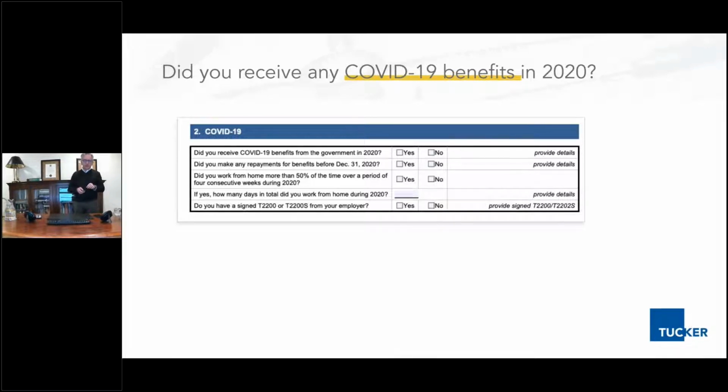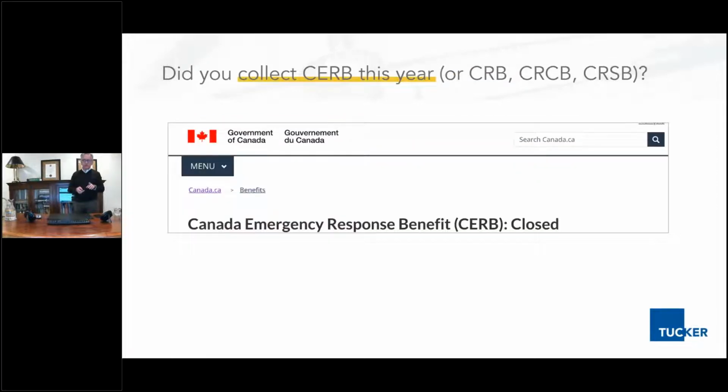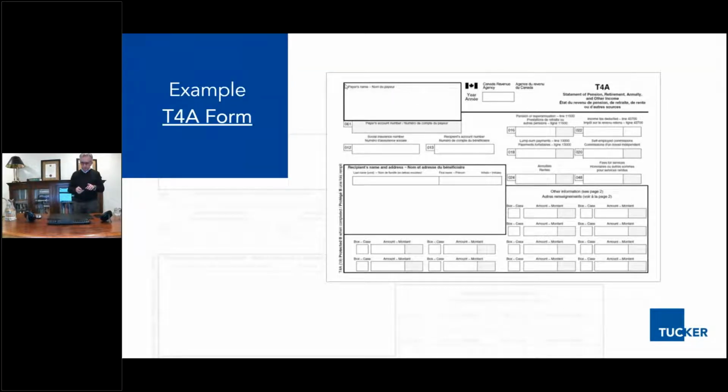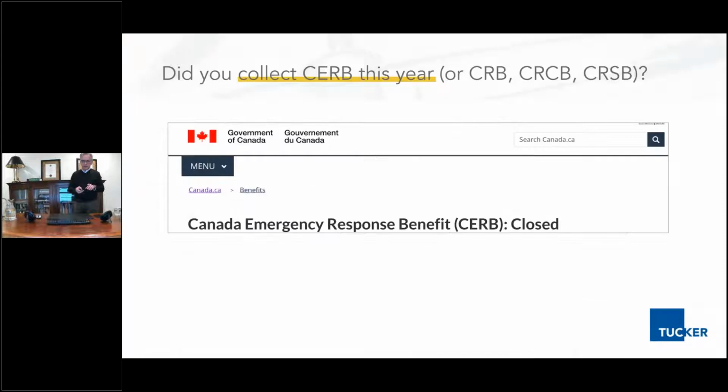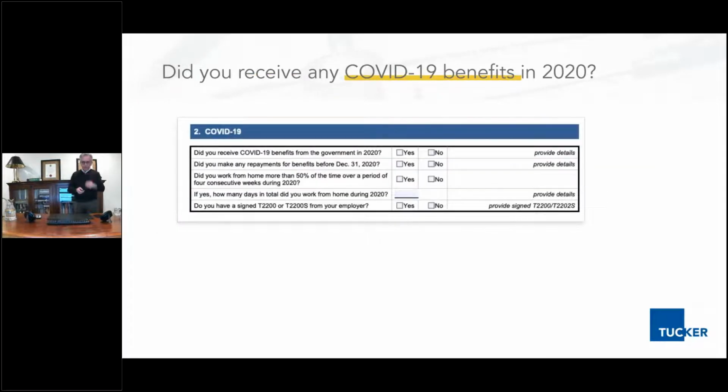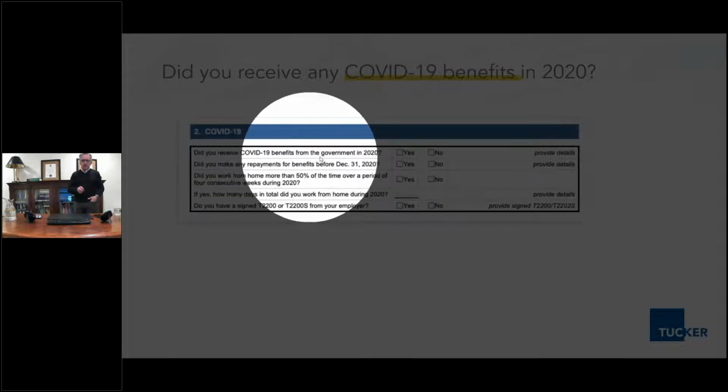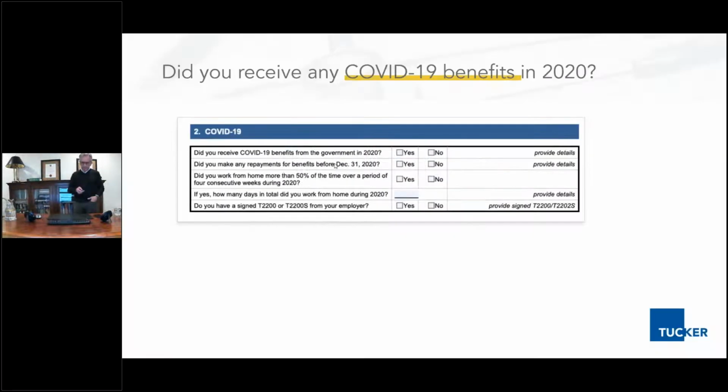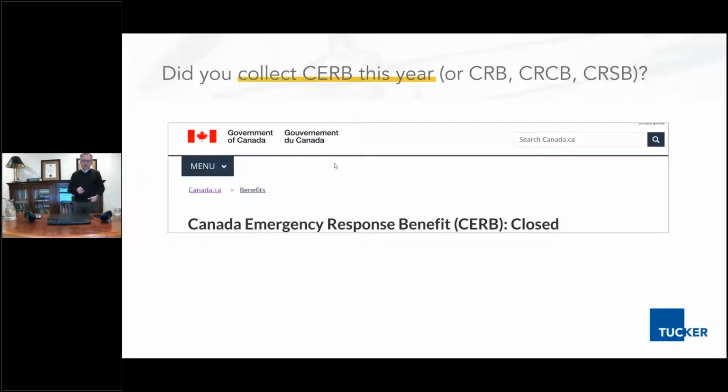Now, there's a question down here: do you have a signed T2200 or T2200S form? All right, let me go back because I think I'm getting ahead of myself here. All right, I am getting ahead of myself. All right, let's go back to the first question. Did you receive COVID-19 benefits from the government? That's the program we talked about.